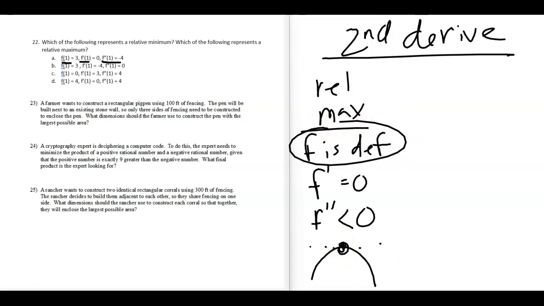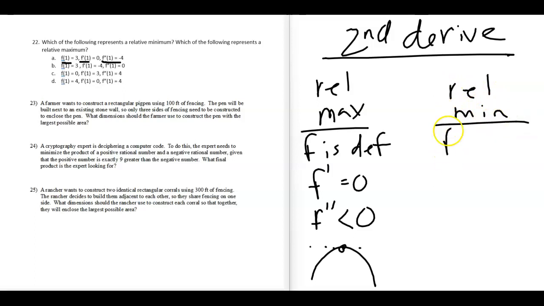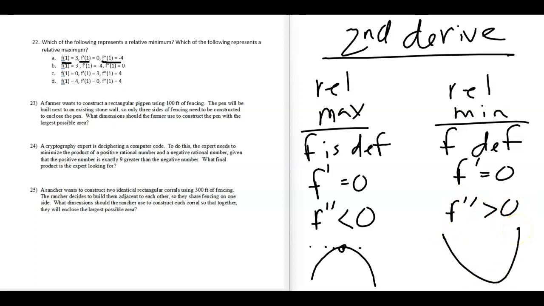In the same way, we have a relative min anytime f is defined at that point, the derivative is 0, and the second derivative is greater than 0. Greater than 0 means concave up. F prime equals 0 means that we're at the bottom of the curve where the slope is 0. And the fact that f is defined tells us that there is in fact a point there. That's a way to find a relative min, and this is all using the second derivative test.